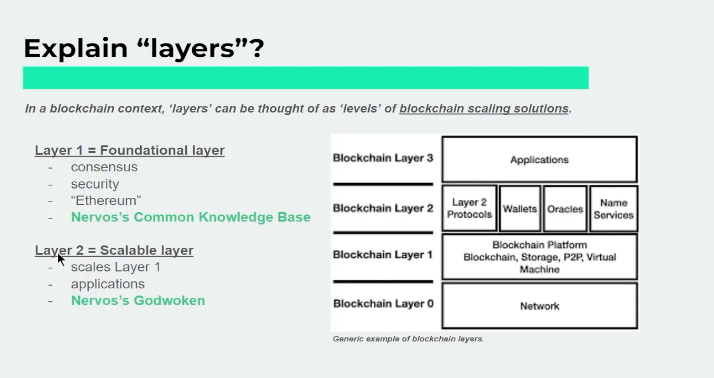And layer twos are typically focusing on scalability. Again, this is where the blockchain scaling solutions come in. They will focus on scaling layer one. Typically, this is where you'll be developing applications on top of layer two as well, adding overall more functionality to the layer one and the entire network in general. And again, Nervos Network's layer two network is known as Godwoken.